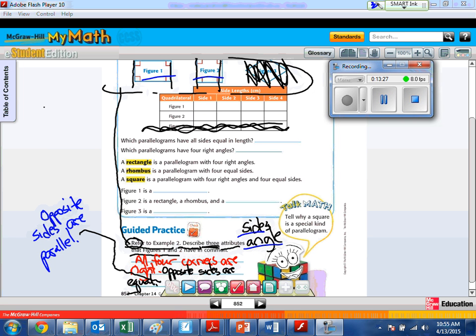Right, so what I want you to do now is go ahead and check out the board to see what you're supposed to do next. You might want to review our vocabulary we've talked about, because there is a lot of vocabulary that we're going to be covering here.